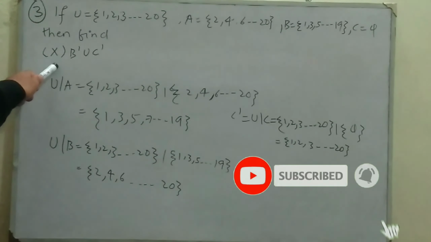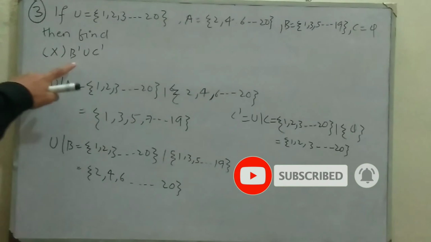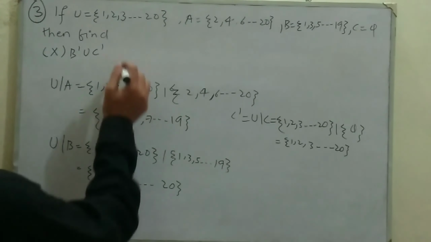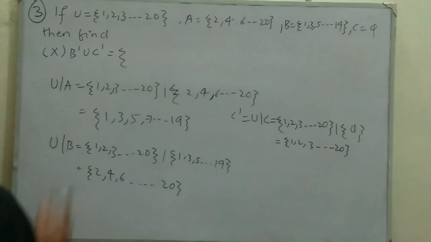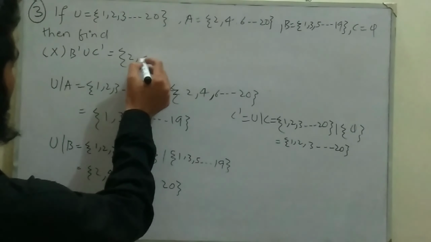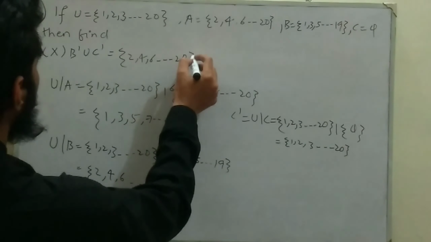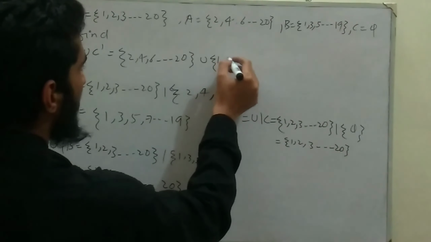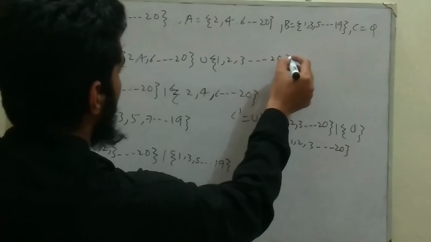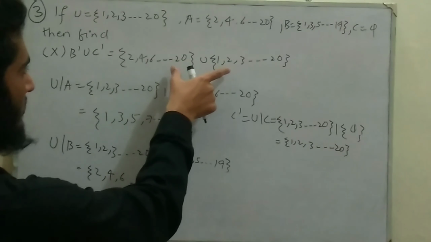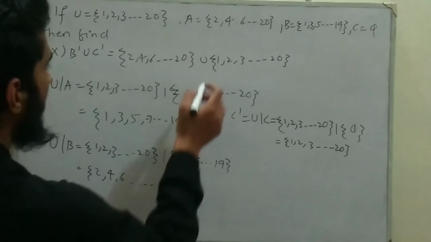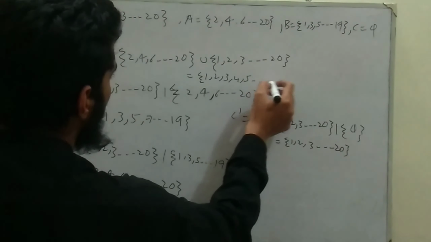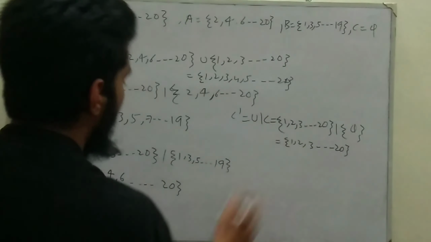Move to the 10th and last part of question number 3. It tells to find B complement union C complement. Putting the values of B complement and C complement over here, find the union between these two sets. B complement is 2, 4, 6 goes to 20. Here is union in between these two sets, and C complement is 1, 2, 3 goes to 20. Union is all those elements which are participating in both of these two sets. So our union will be 1, 2, 3, 4, 5, 6 and goes to 20. This is our required result.